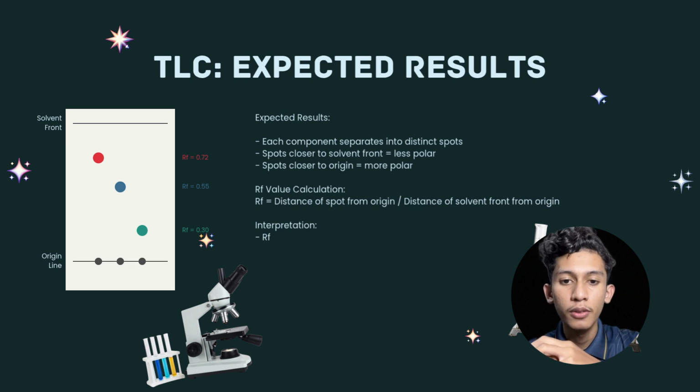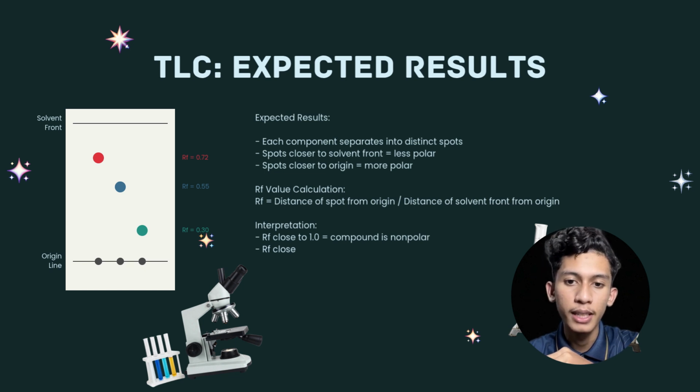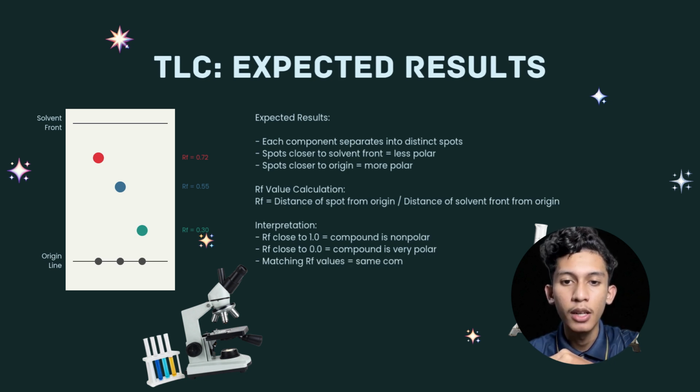We quantify this movement using the RF value, which is the distance traveled by the spot divided by the distance traveled by the solvent front. An RF value close to 1.0 indicates a highly non-polar substance, whereas a value closer to 0.0 signifies high polarity. By comparing these values to known standards, we can identify our unknown component with precision.